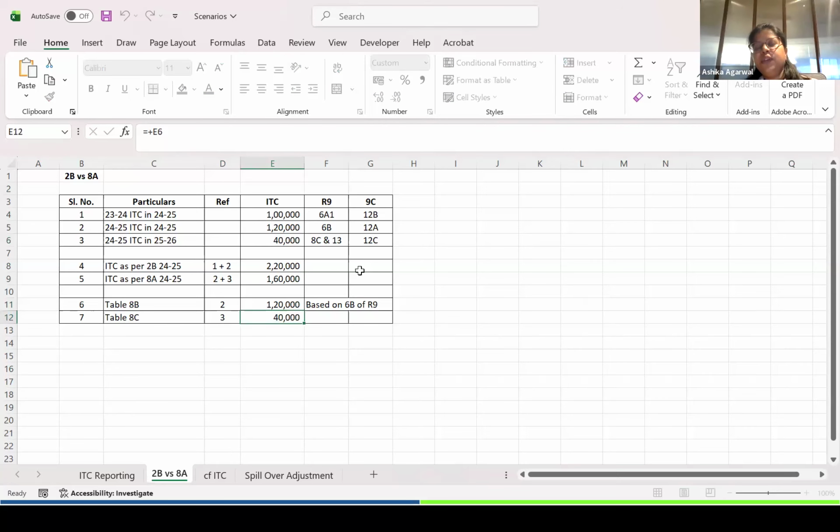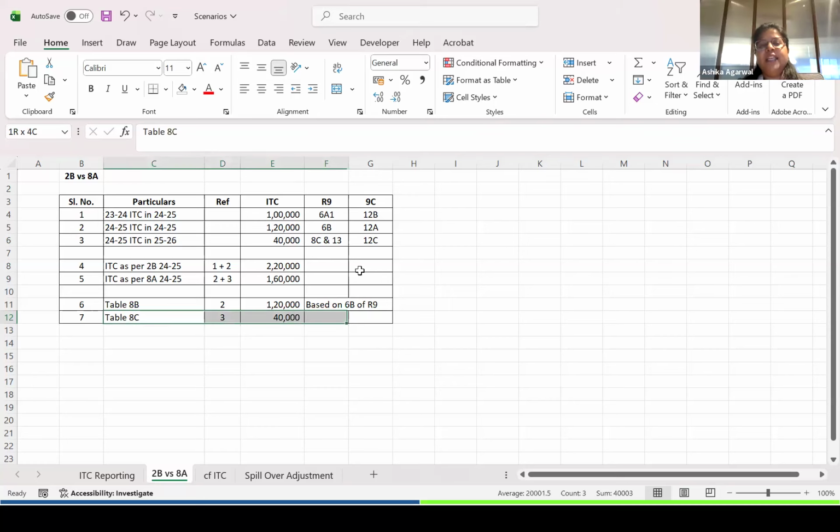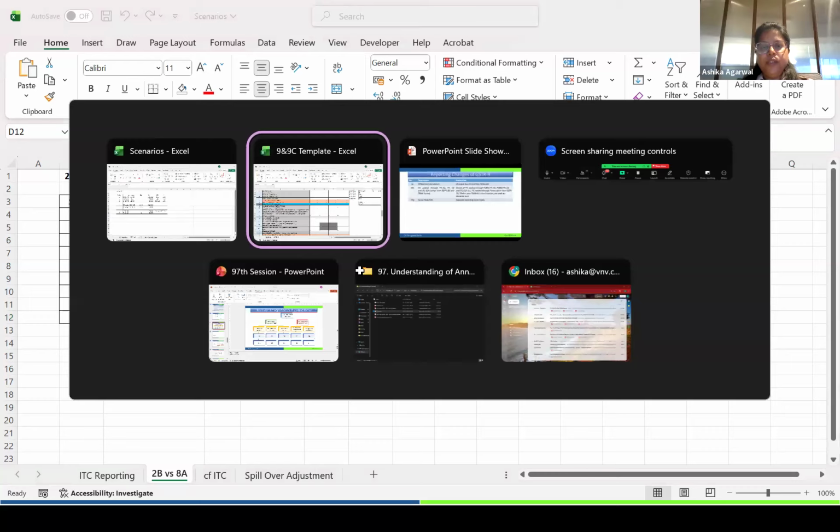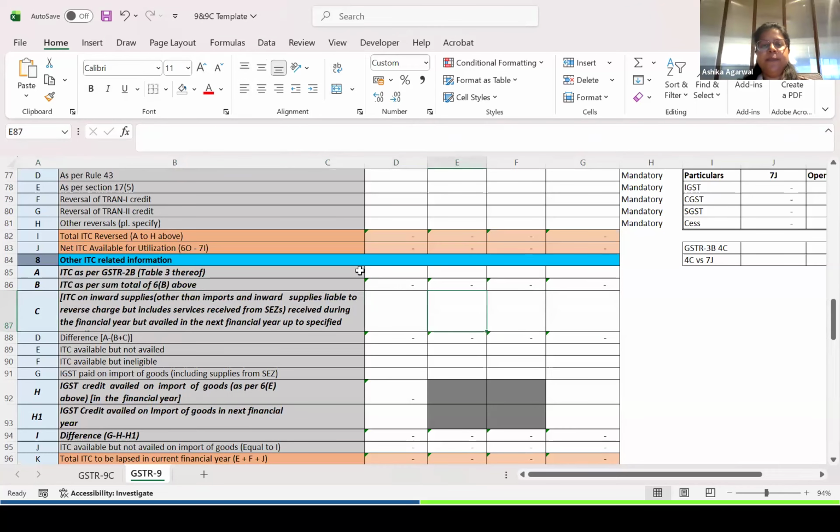So basically, while doing your GSTR 9, you have to download 2B of 25-26, and in that 2B, check the invoice dates which belong to 24-25. Or you can download Table 8A from the GST portal itself. By downloading Table 8A, you can filter by the filing period of 25-26, and you will get your 8C ITC which you are carrying forward. That will form part of your 8C.